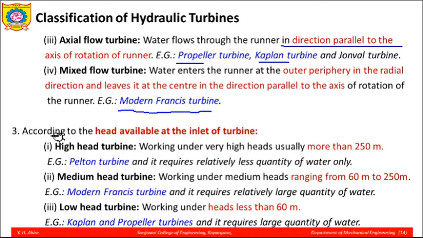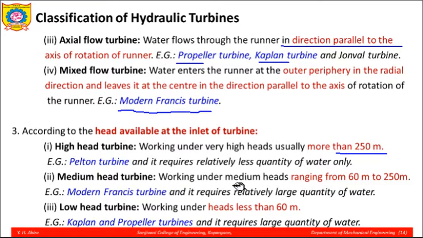Now the third criteria: according to the head available at the inlet of the turbine, we have a classification of water turbines. Head means what? It is the height available between the water level in a dam and the tail race side, the discharge side of a turbine, the vertical height. That is called head. So the first type is the high head turbine. These work under very high heads, usually more than 250 meter of water, 250 meter to 1500 or 2000 meter of water. Those are the ranges of a high head.